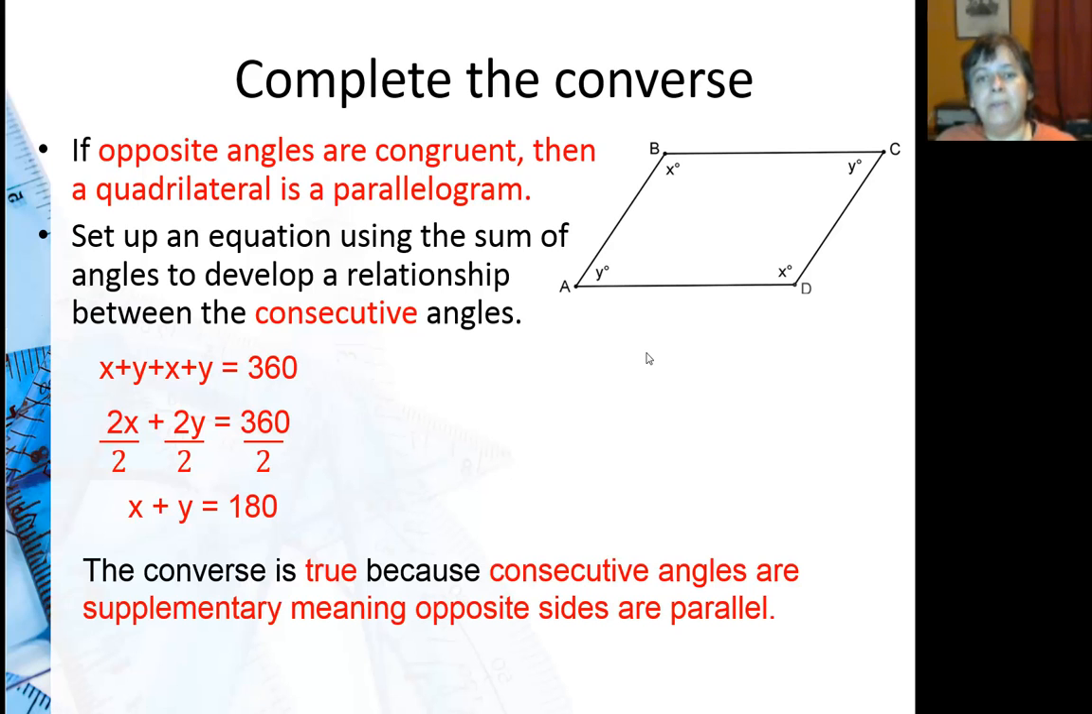And so that means the converse is true, because if these angles are supplementary, that means that BC and AD must be parallel, because these are same side interior angles. Same thing with AB and CD, because I have y and x here. They're supplementary, so that makes these segments parallel. So if opposite angles are congruent on a quadrilateral, that is enough to know that it is a parallelogram.